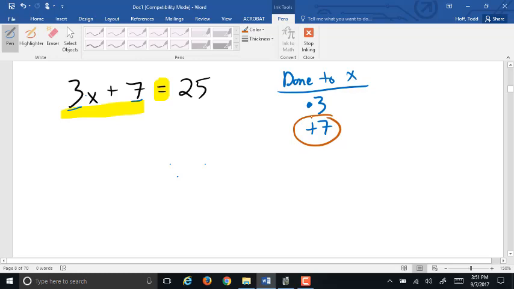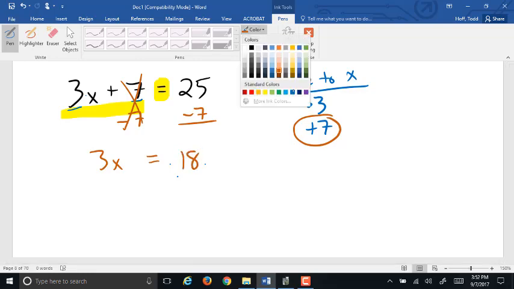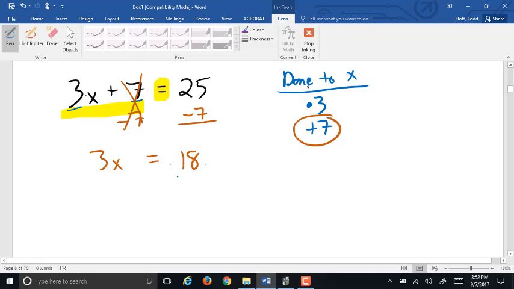So the last piece that was put on here was adding 7. So we are going to start by subtracting 7. That removes that piece. That leaves us with 3x over here. Now again, we have to do the exact same thing to both sides. So we're going to subtract 7 on the other side as well. 25 minus 7 is 18. Now what? We divide by 3. Good.